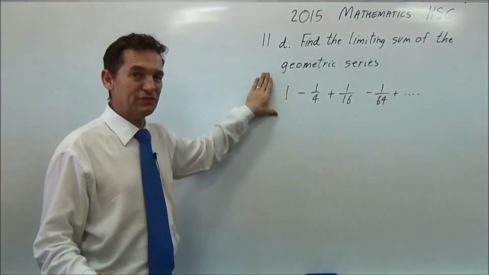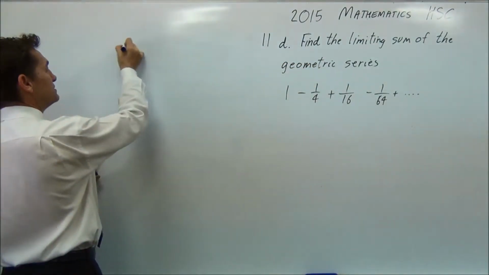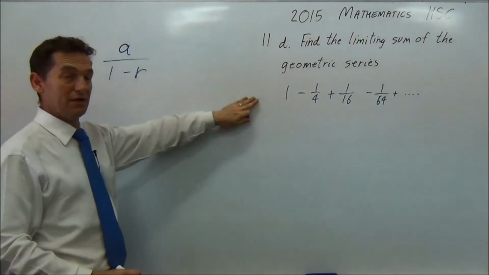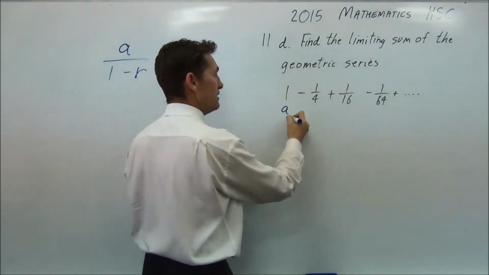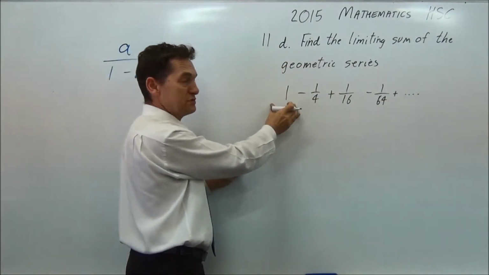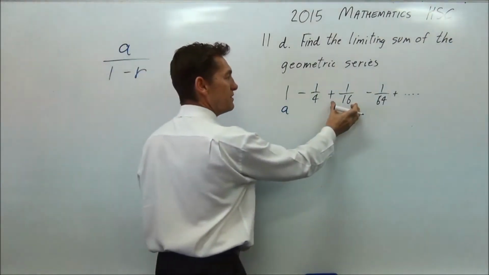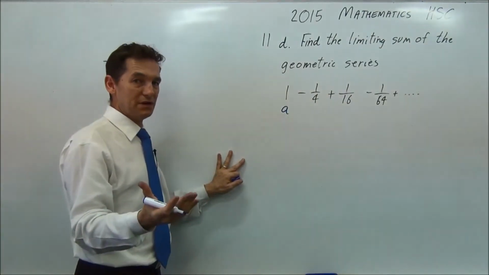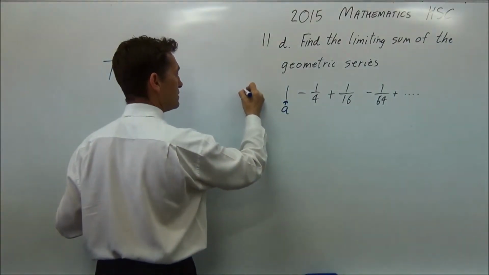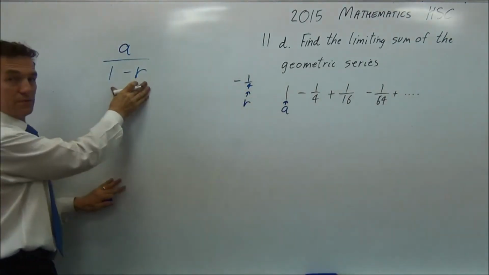Okay, 11D. So again, another straightforward question that you should be able to do. Limiting sum, you should remember your formula is A over 1 minus R, and you're just looking for A and R in there. So A is the first term, so that's our A. And the ratio is just the second term divided by the first term. So minus 1/4 divided by 1 is minus 1/4. And you can pick any two terms. You could have picked that one divided by that one, and you get the same negative 1/4. So our R is negative 1/4. So we're just going to put that and that in the formula and get our answer.